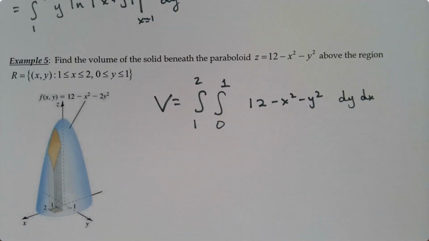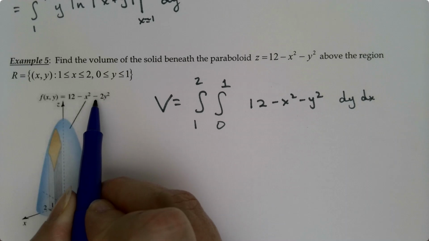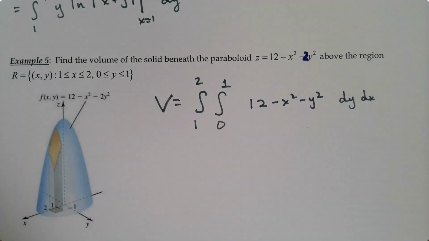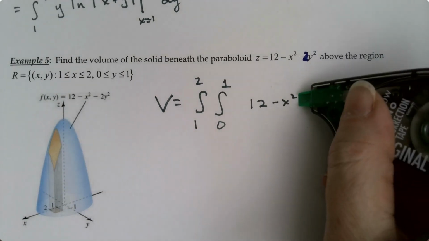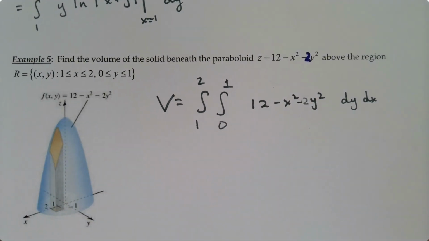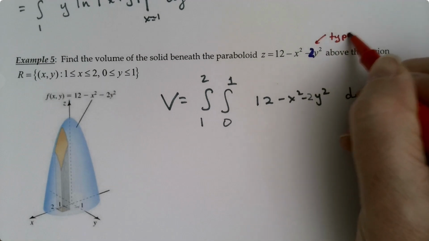And I just realized there's a typo here, because that says 12 minus x squared minus 2y squared. So this should say 2y squared right here, just to match the picture that we have. It's such a nice picture. So let me make this minus 2y squared. So, typo.